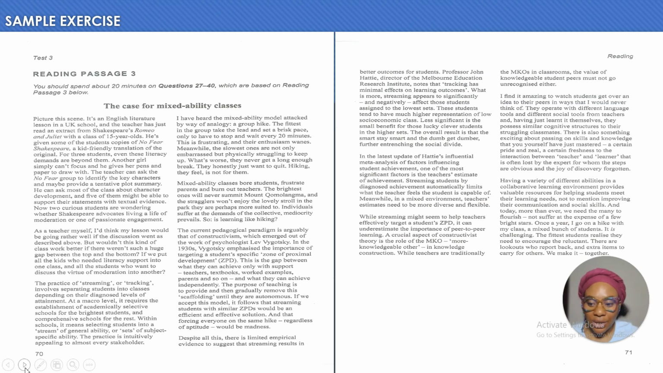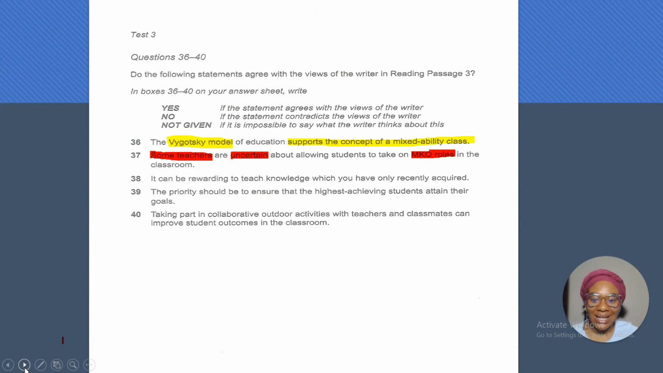But going back to the question now, you realize that he says that his model of education supports the concept of mixed ability classes, and that is not true. It does not support it. I hope you're following. That means the answer to number 36 is what? No. 36 is no. Remember to write no on your answer sheet, not false. Okay? All right. Now we've answered the first one.